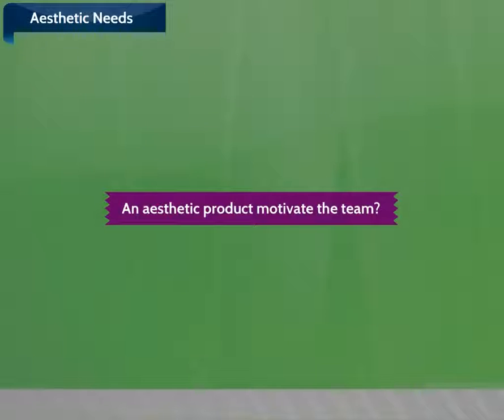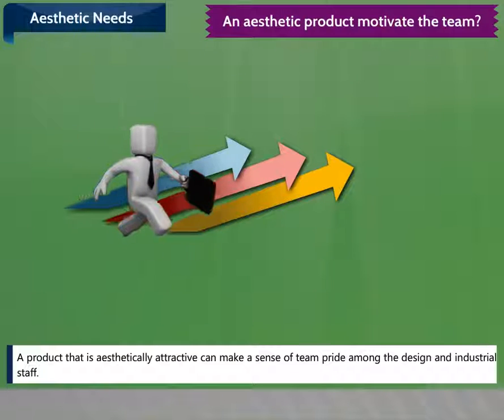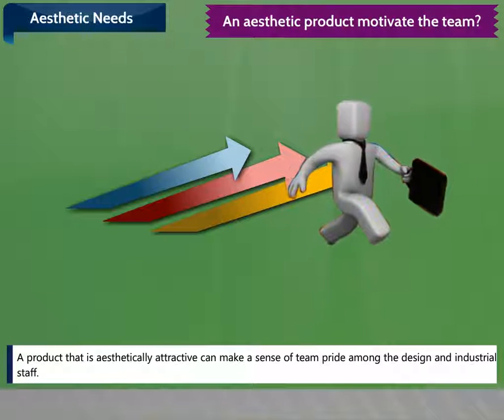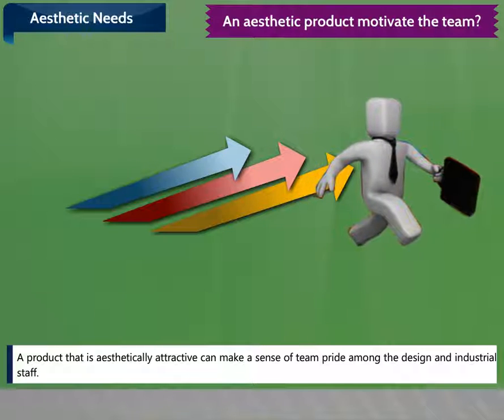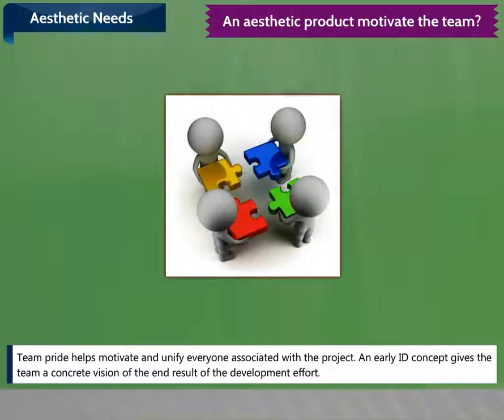An aesthetic product motivates the team. A product that is aesthetically attractive can create a sense of team pride among the design and industrial staff. Team pride helps motivate and unify everyone associated with the project. An early ID concept gives the team a concrete vision of the end result of the development effort.